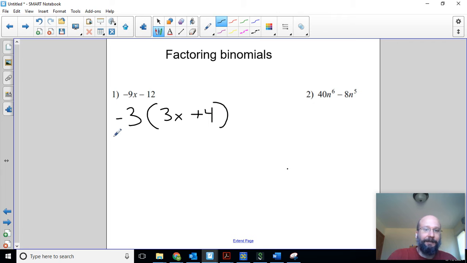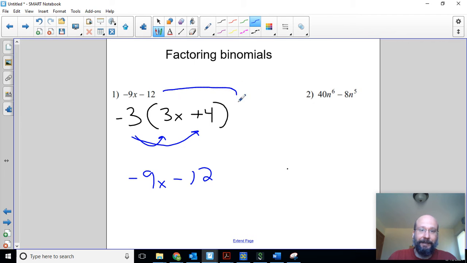And this would be factoring. They call it reverse distributing, right? Because I'm taking that out. I'm finding what they both have in common and I'm taking it out and putting the rest in parentheses. So if I was to distribute this negative 3, negative 3 times 3x is negative 9x. Negative 3 times positive 4 is negative 12. I should get the same thing. If I didn't get the same thing, then I did something wrong.